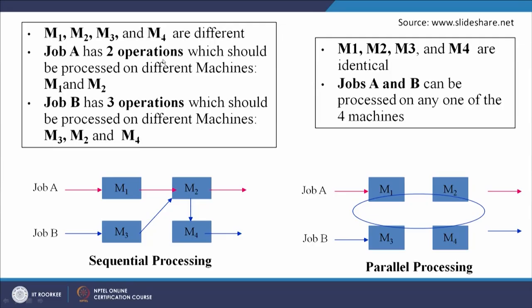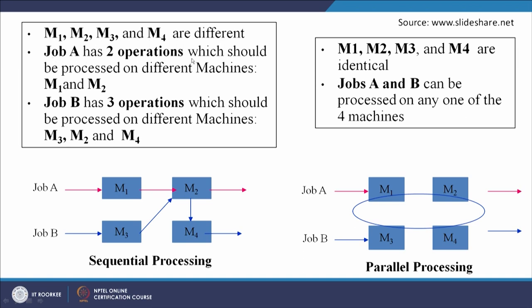All machines are of the same type, so we can say it is parallel processing. Sequential, as I have already told, is like the previous example we have taken: a flow line or an assembly line, where each work center is assigned a particular task. Now this is just an example. We can see here these are 4 machines, M1, M2, M3 and M4, and all 4 machines are of different types. This is an example of sequential processing. M1, M2, M3, M4 are different.